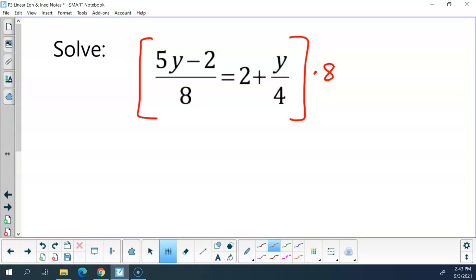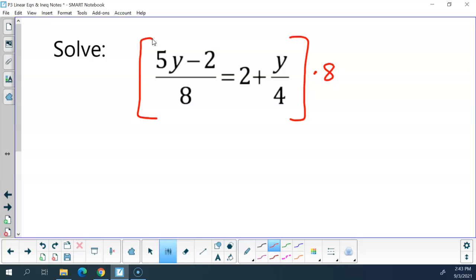Yep. And turn the 2 into 16 over it. So we could have gotten common denominators on all of them. We could have also, and I think this is what you were talking about, combined this side into just 1 over 4. So it would have been 8 plus y over 4. And then we can cross multiply.